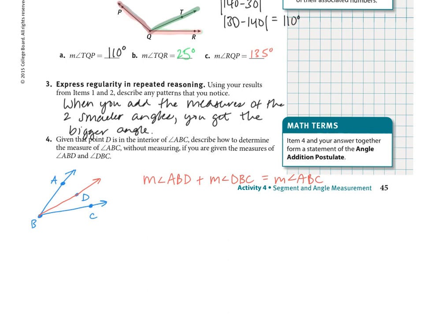So what we just did now is called an angle addition postulate, what it comments on in the margin. All right, this is pretty cool. Let's go ahead and flip to the next page. Let's look at page 46.